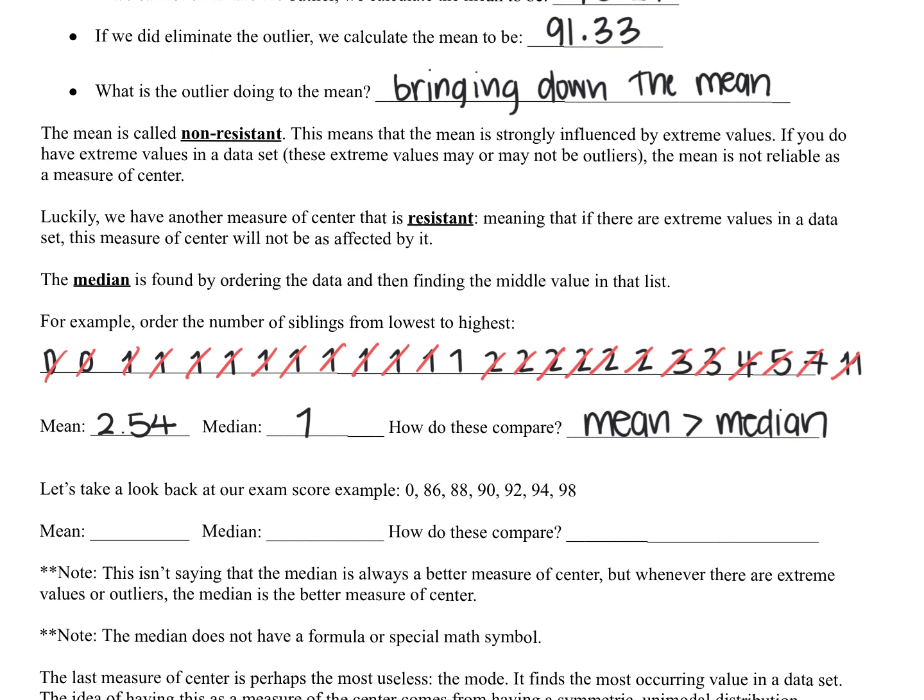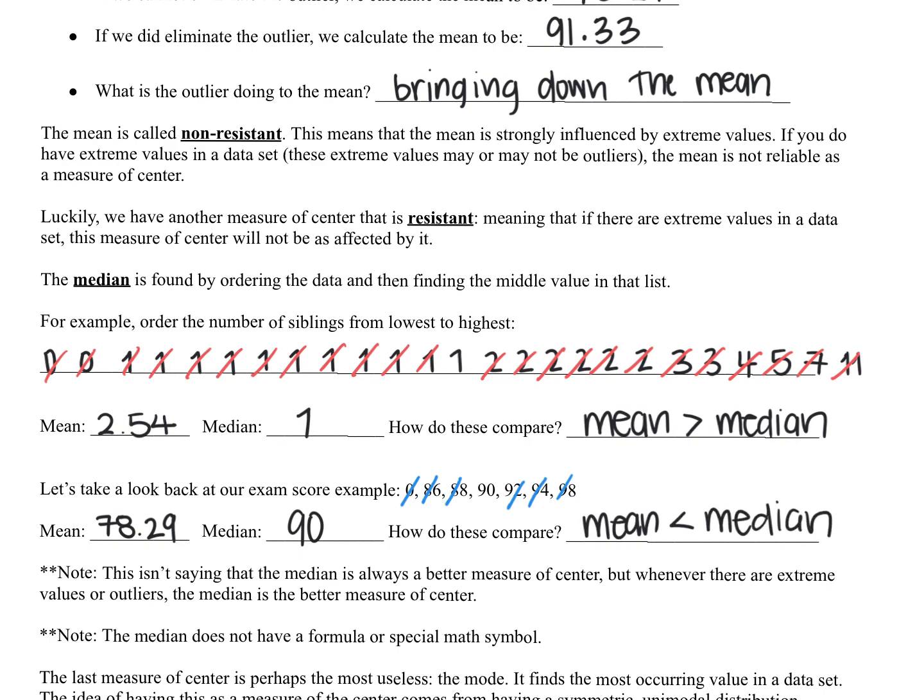We're also going to take a look at our exam score example. I've reordered the numbers here, so they're in order from lowest to highest. Our mean was 78.29. Calculate the median, and we get 90. So in this case, the mean is less than the median.